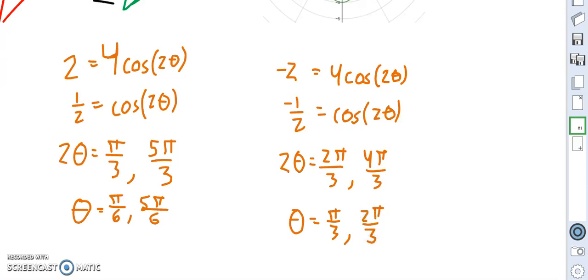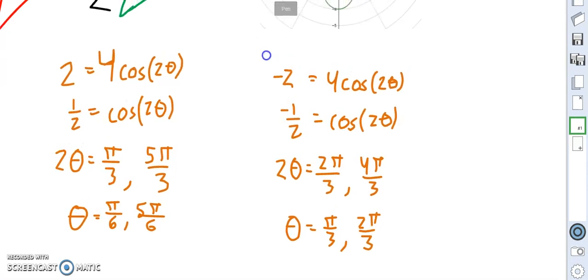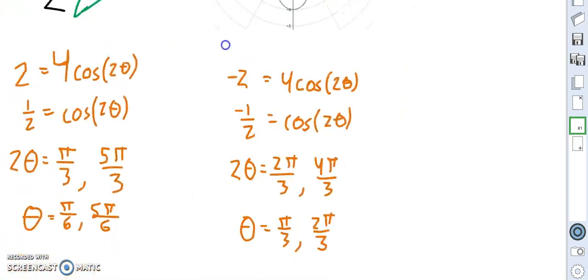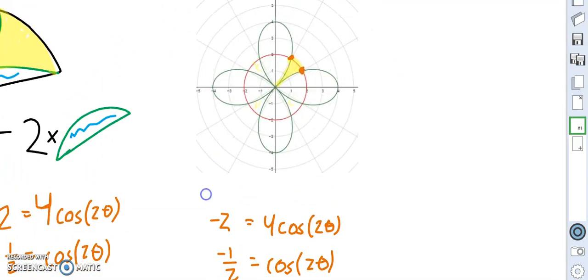Now, if I look at this, between pi over 3 and 2 pi over 3, this definitely could be pi over 3. 2 pi over 3 is here. There's no way this line is going to make a point over here. So this must be pi over 3. Oh, we did it. Okay. That was a struggle, folks.